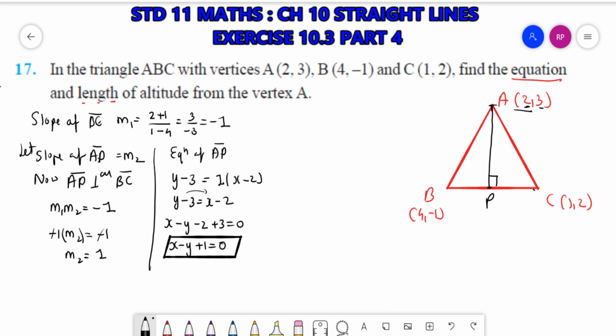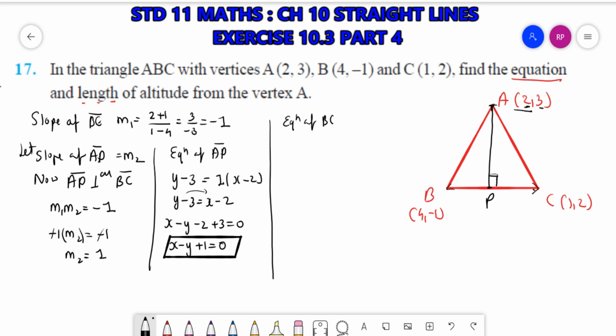Now there is one other question, that you also have to find out the length. Here you have to find out the length. So what I will do, I have point A. If I find out the equation of BC, I will use the formula for the distance of a line from a point, because this is the perpendicular distance.